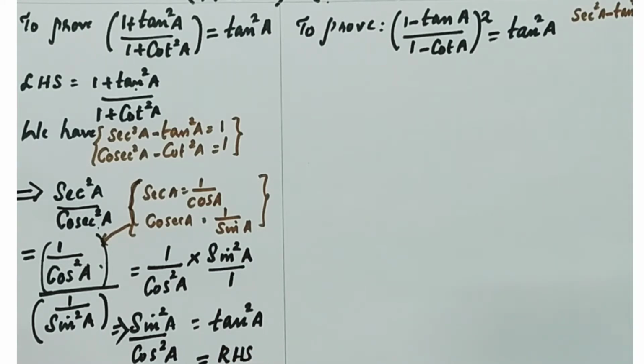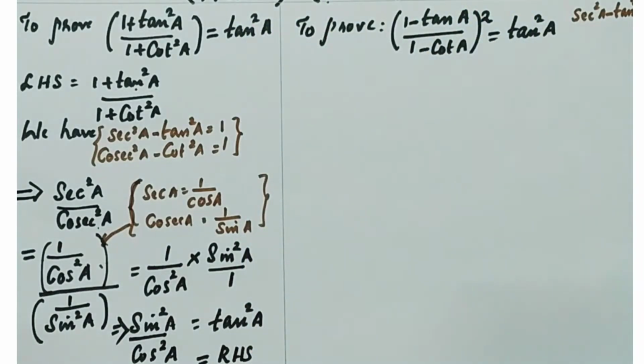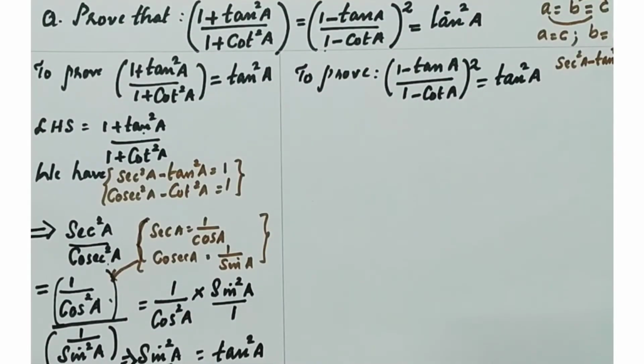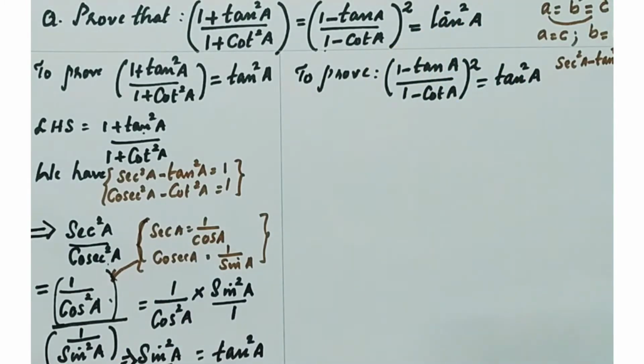This is the first part, taking A and proving it equal to C. Now come to the second part. The second part is you need to prove (1 minus tan A) by (1 minus cot A) the whole square equals tan square A. Here I am going to prove the second part this way.